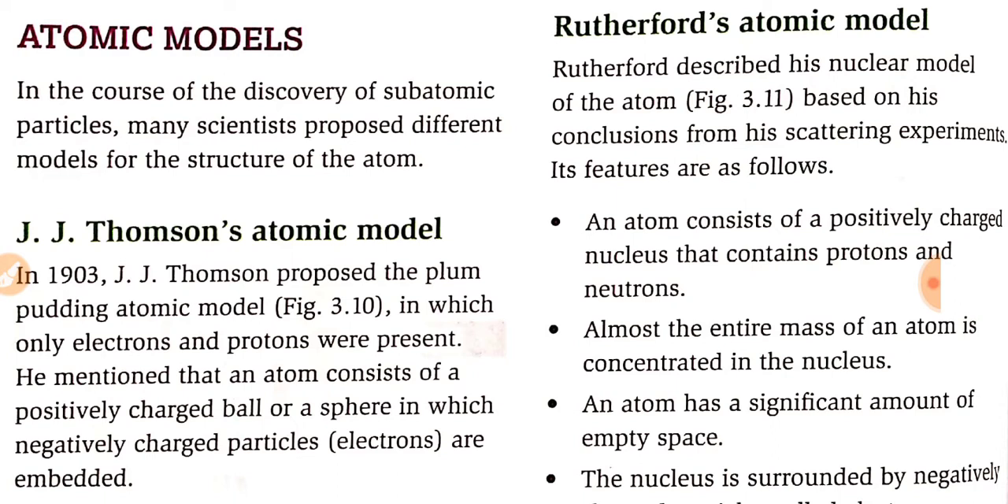In 1903, J.J. Thomson proposed the plum pudding atomic model, in which only electrons and protons were present. In the discovery of subatomic particles, we mainly discuss how electrons, protons, and neutrons revolve around the nucleus. To know their exact position, these models had been given.